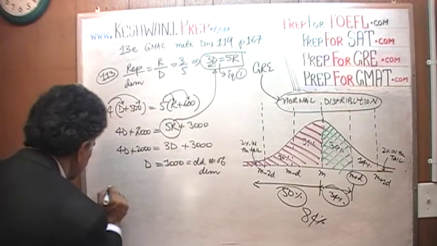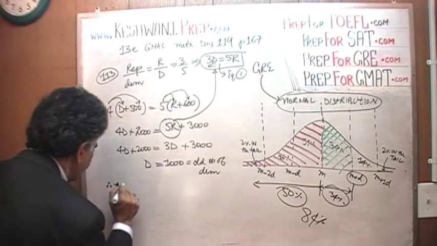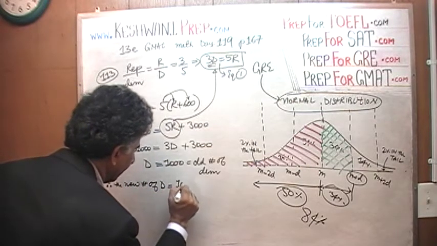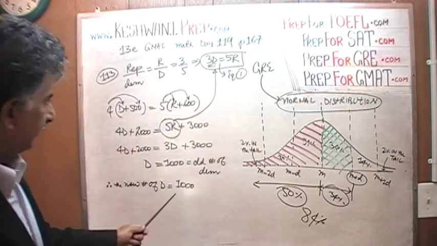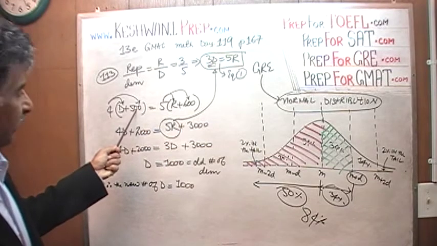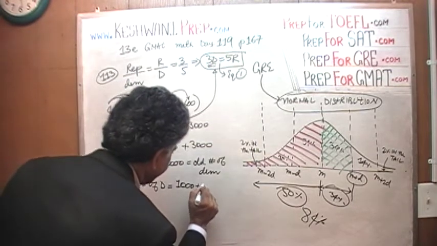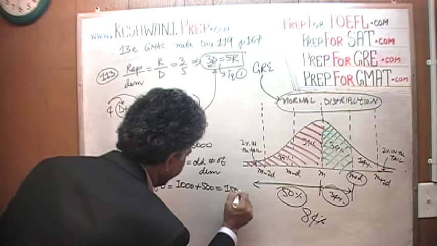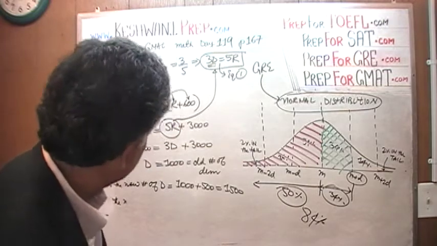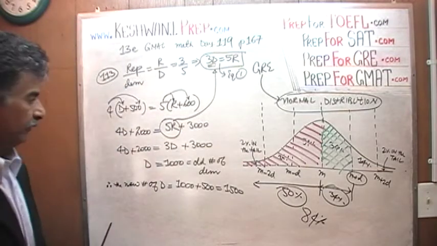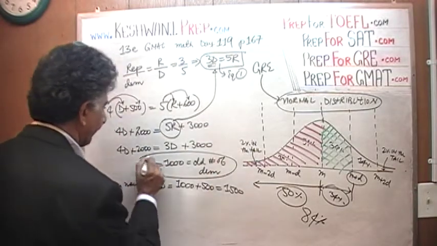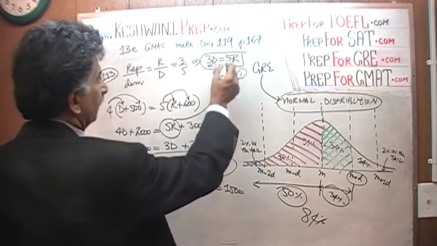Therefore the new number of Democrats equals 1000 that we started out with, plus an increase of 500. Democrats went up by 500. So that's 1500. Now we have to figure out the number of Republicans. D equals 1000, so we can put it in this equation and find out the number of Republicans.